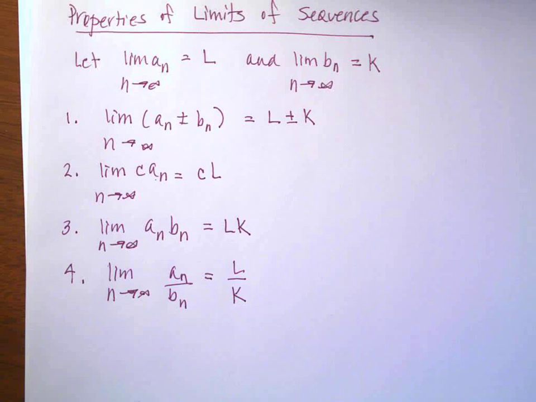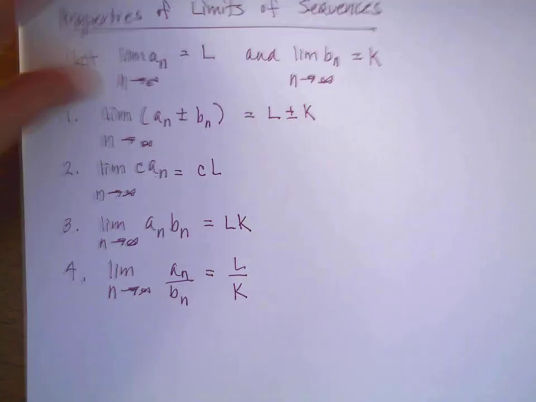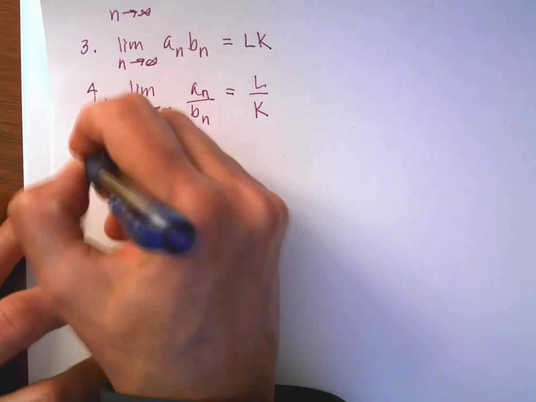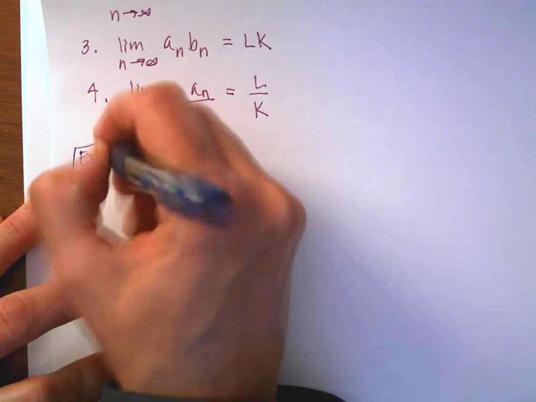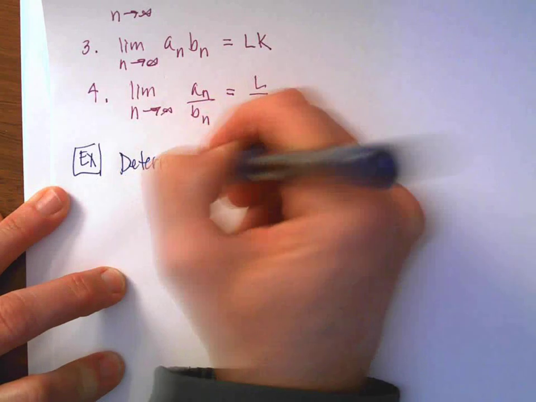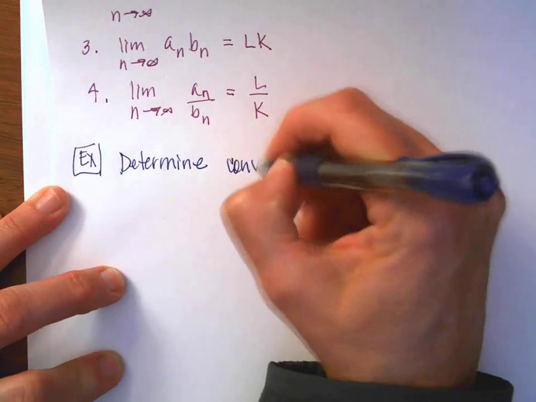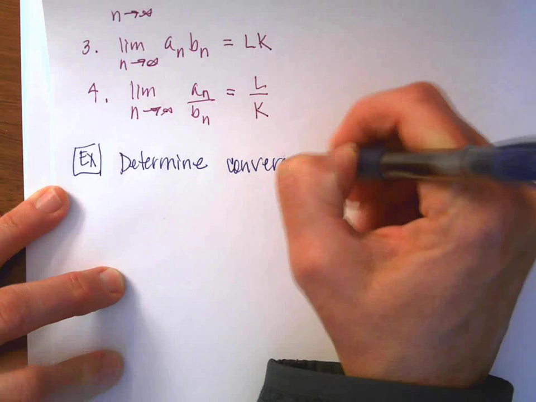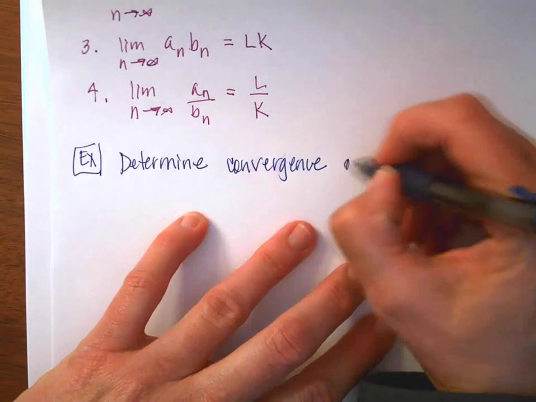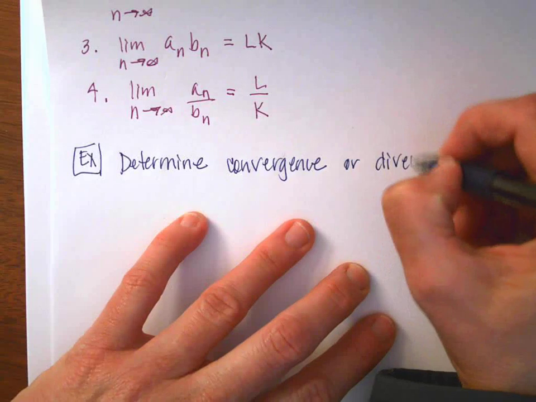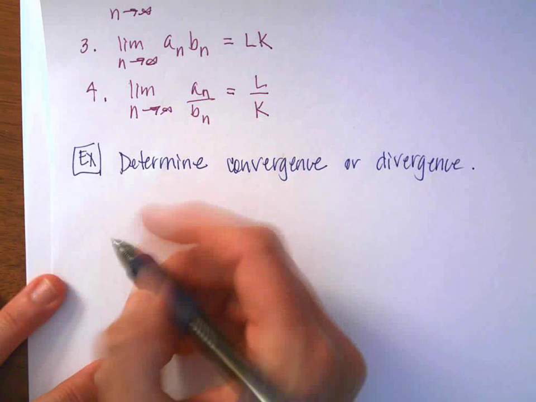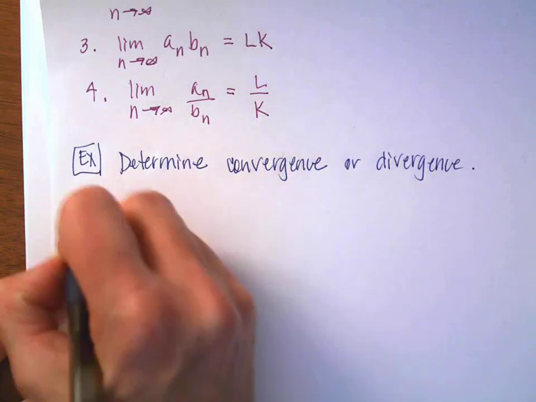All right, so the next thing that I would like to do is talk about some converging or diverging sequences. Our example that we're going to start with is we're going to determine convergence, remember, that means that the sequence converges to a limit, or divergence. We're going to do this with three of them at the beginning.